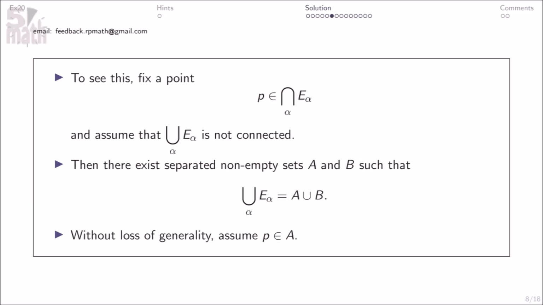To see this, fix a point P element of this, and assume that this is not connected. Then there exist separated non-empty sets A and B such that this. Without loss of generality, assume P element of A.